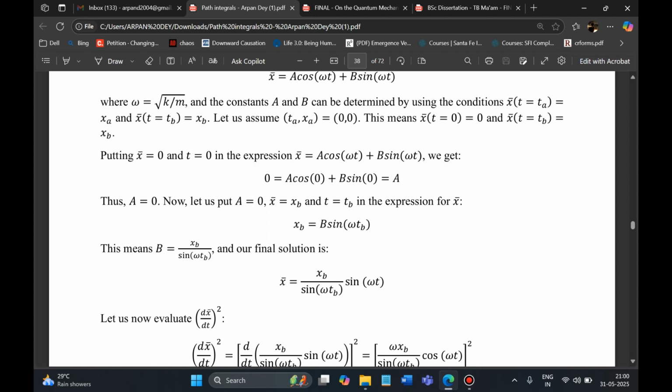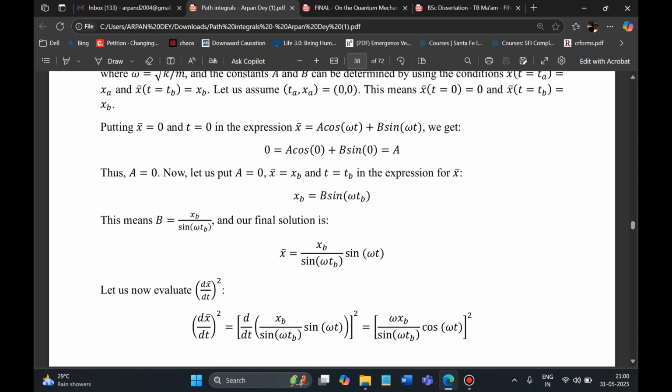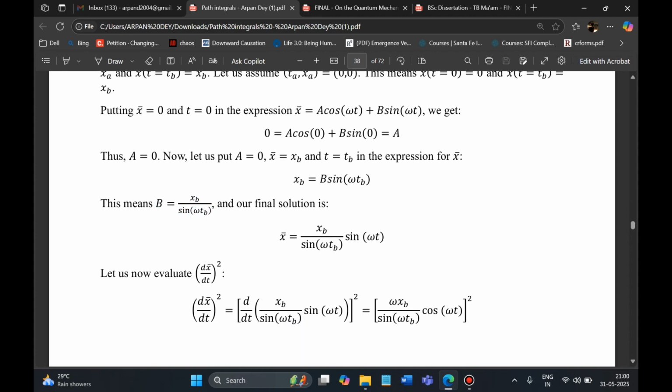From here we can say a equals 0, and that means our expression collapses to x bar equals b sin omega t. Now again, if we put x bar equals xb and t equals tb, we can write that xb equals b sin omega tb, which means the constant b is actually xb over sin omega tb, and our final solution is x bar is b sin omega t, right? So in place of b we can write xb over sin omega tb and then sin omega t. So this is our final solution, x bar.